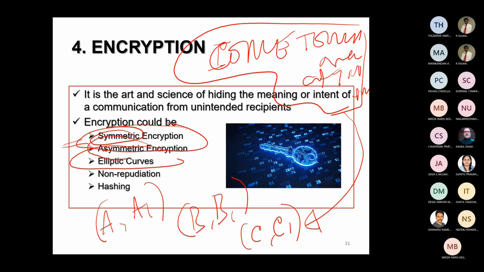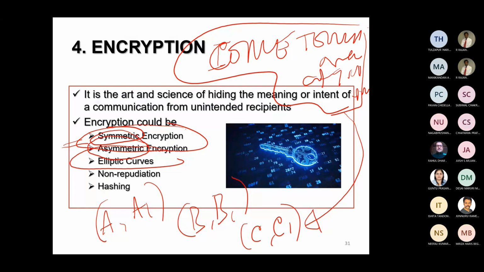Asymmetric encryption means different keys are used. One key for encryption, the other key for decryption, but from the same pair. Now, for a pair of keys A, A1, key A will be used for encryption. Key A1 will be used for decryption.